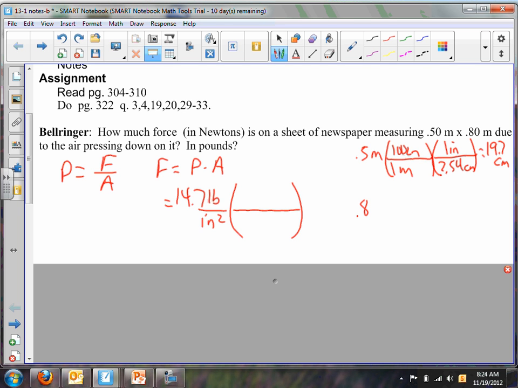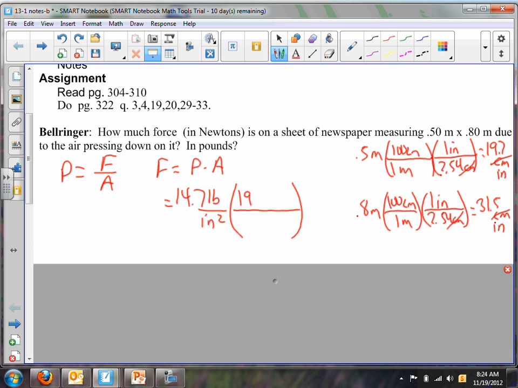And then doing the same thing with my 0.8 meters. 100 centimeters per meter, 1 inch is 2.54 centimeters. We end up getting 31.5 inches. Those are inches in both cases. That was our goal, to change to inches.